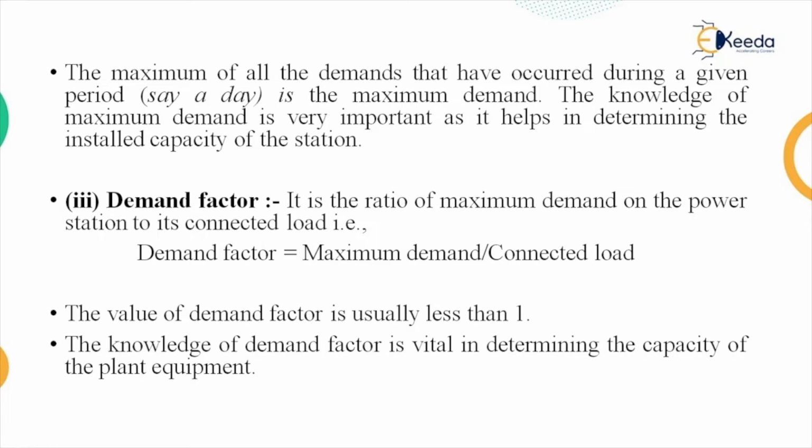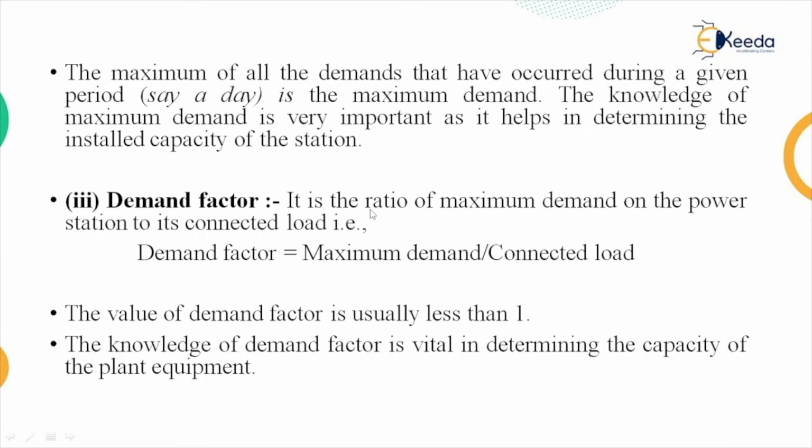In the previous daily load curve, the maximum demand is 6 megawatt, so the station must have the capacity to supply 6 megawatt of power. Suppose the demand is, let us say, 20 megawatt, so the station must have the capacity to supply 20 megawatt of power. So from the maximum demand we can calculate the installed capacity of the station. Then next is the demand factor.